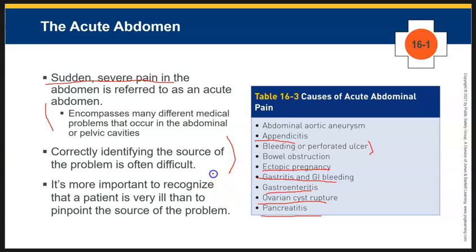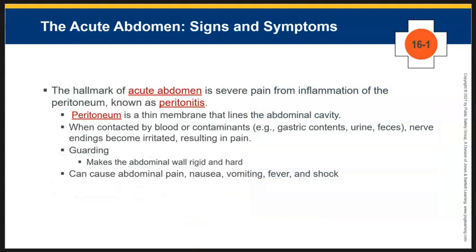In any case, it's most important to just recognize that the patient is very ill, rather than trying to exactly pinpoint what's going on. The hallmark of acute abdomen is just severe pain from the inflammation of the peritoneum. Here's that suffix itis, meaning inflammation, and the prefix for peritoneum, which is the thin membrane that encases the entire abdominal cavity. It's what's going to be inflamed, especially when contacted by blood or contaminants such as gastric contents.